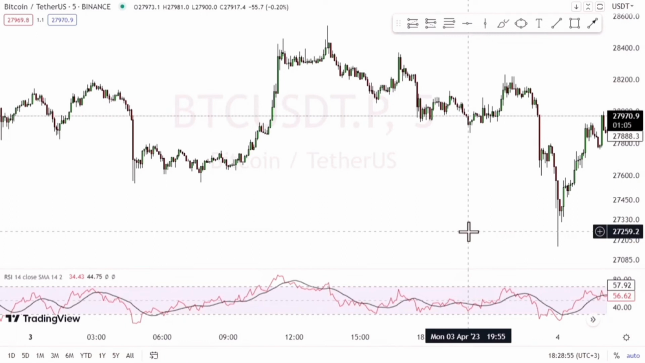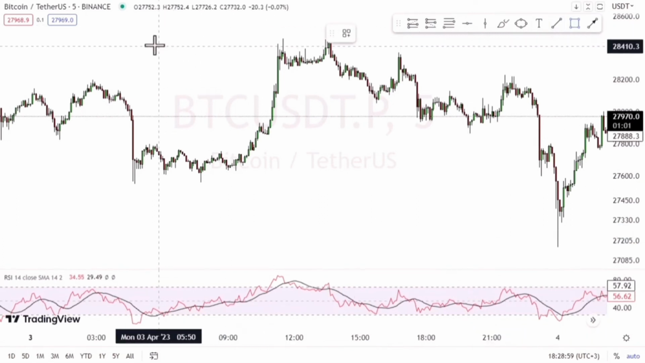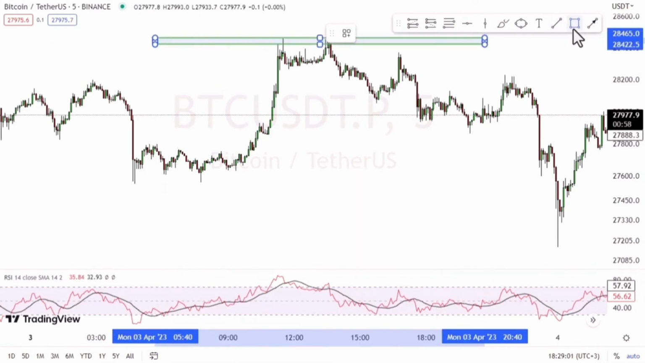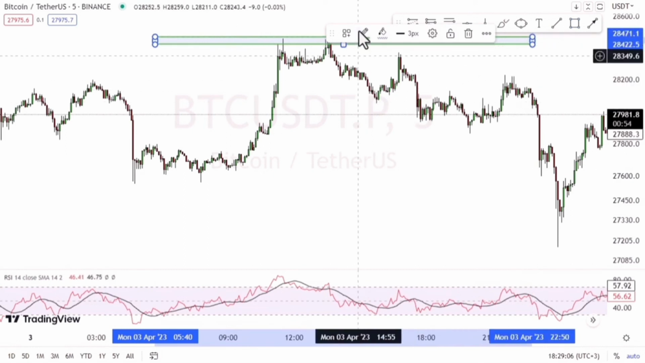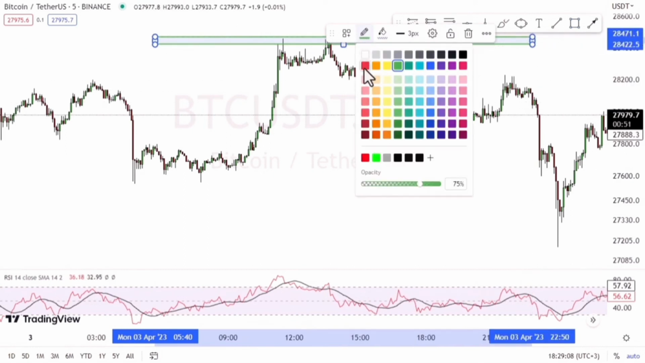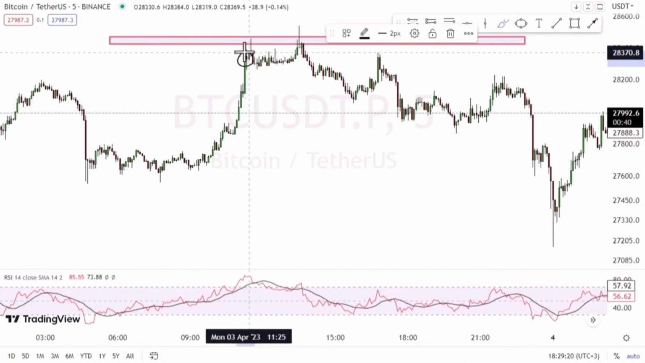So in this case, you have to go watch that video if you haven't watched that yet, but I don't want to get into that now because that's a complete session. I made a dedicated video for that, but here we have a resistance level and we can see that the price made a higher high. It was one high, it is a higher high.